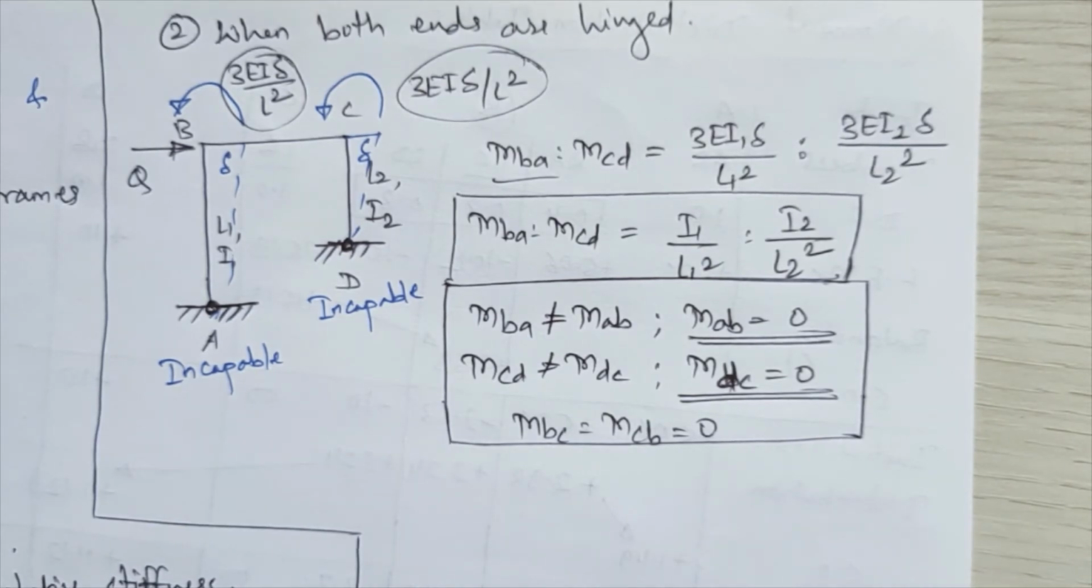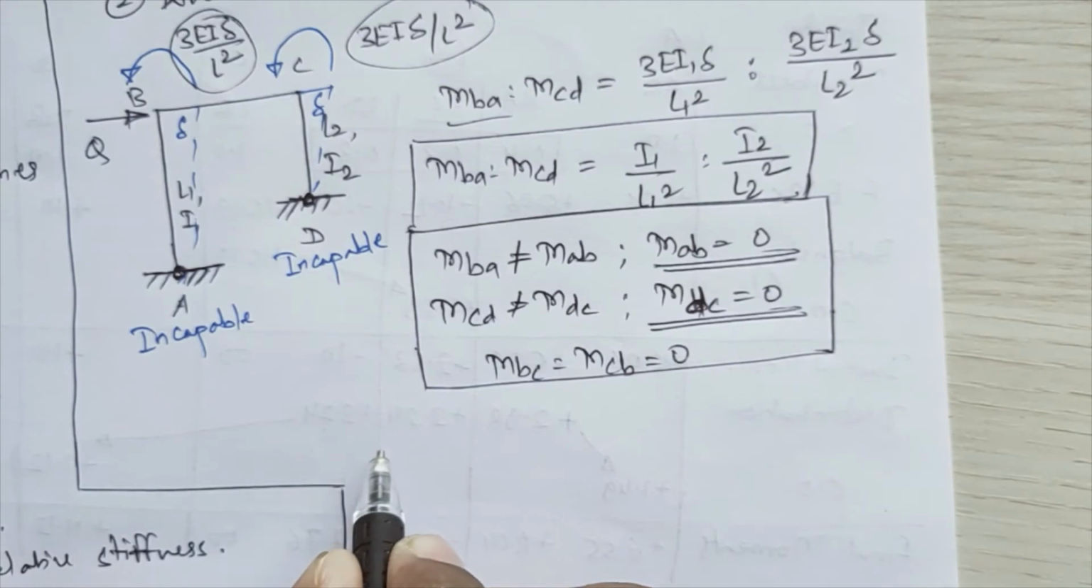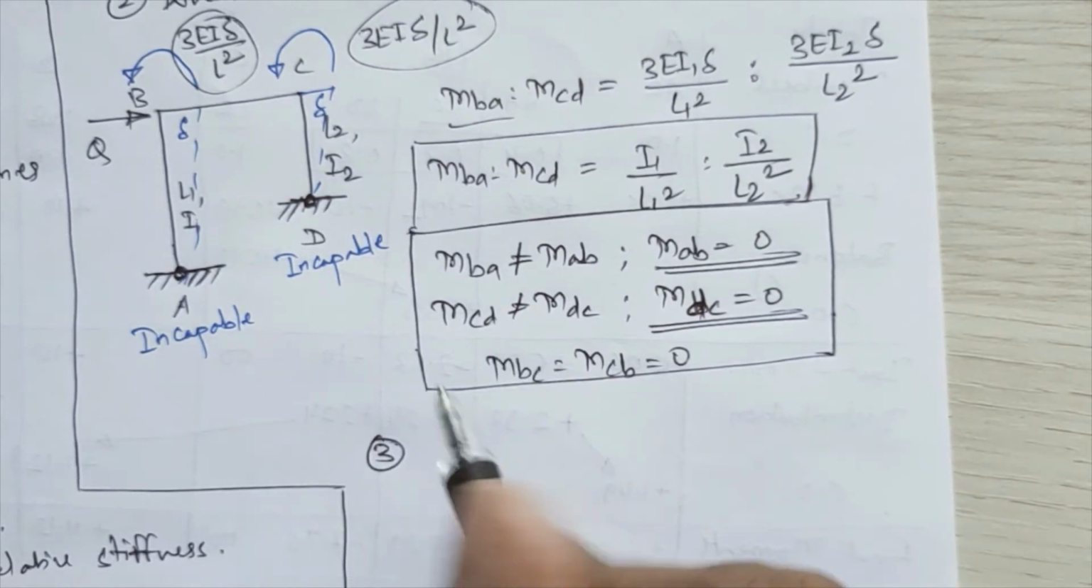So if further supports are capable, you have to apply the moment over there. If the further support is incapable, that is the hinge support, at that time your moments will become directly equal to 0 over there. So this will be your case number 2. Now we'll move to your case number 3. Case number 3 will combine both the first and second cases.